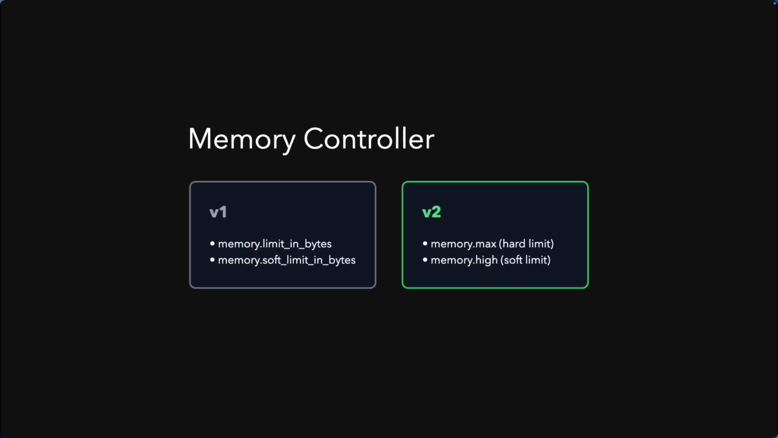The memory controller has two key limits. In v1 we have memory.limit_in_bytes, a hard limit that triggers OOM kill on exit, and memory.soft_limit_in_bytes, a soft limit that reclaims under pressure. We have the same in v2: memory.max is the hard limit, just OOM kill, and memory.high is the soft limit, which just throttles allocations with no kill.